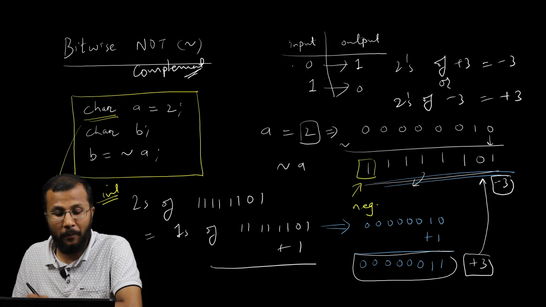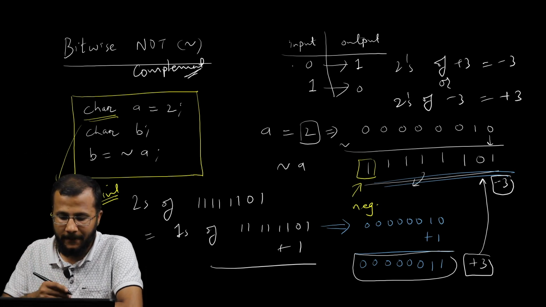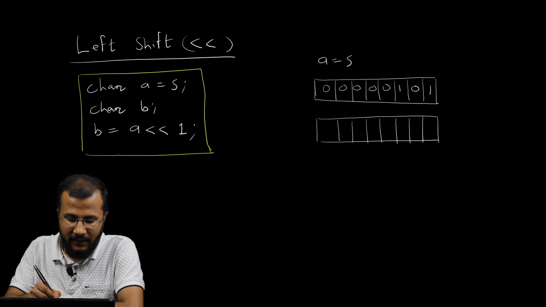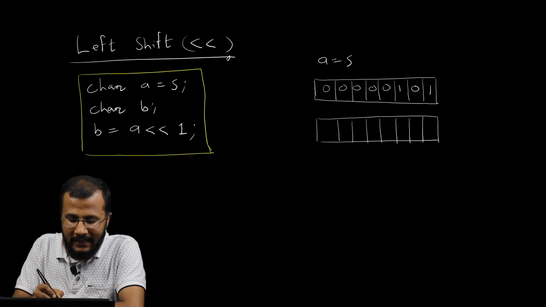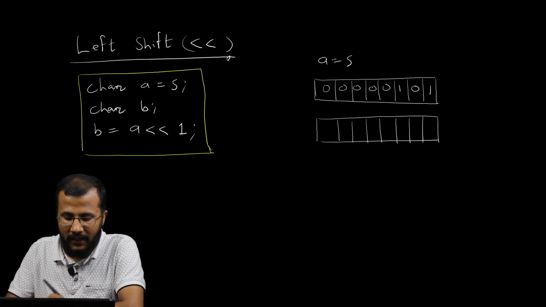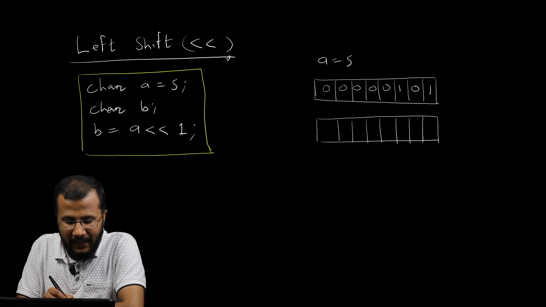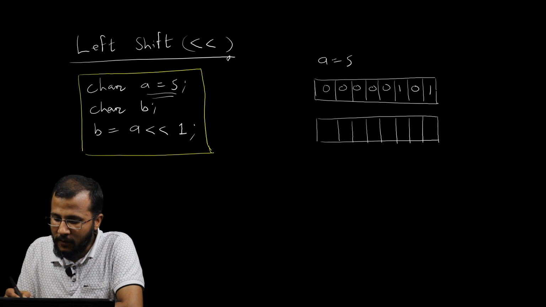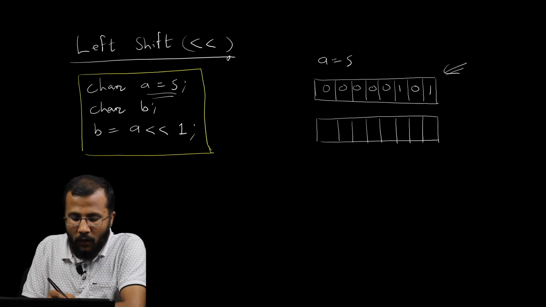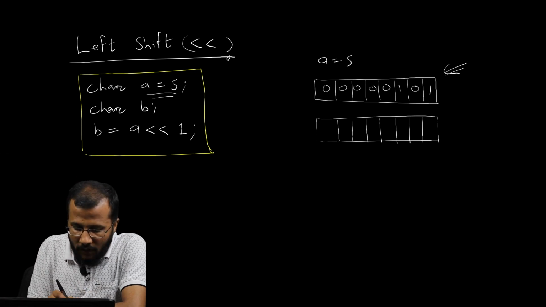I hope you have understood how the bitwise NOT operator works. Now let's move on to left shift. For left shift, the symbol is the less-than symbol two times. Here I have taken a char A which is assigned the value 5, and 5 in binary is represented here like this. Now look at the syntax for left shift.